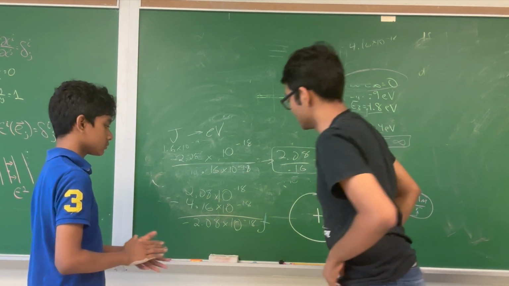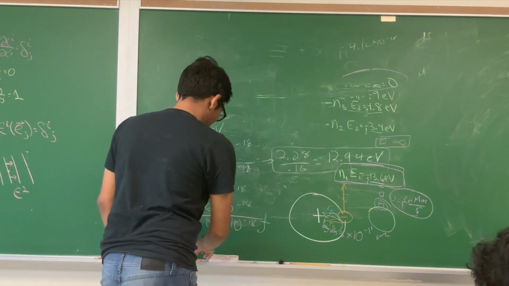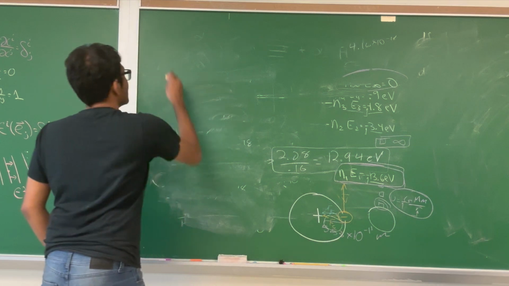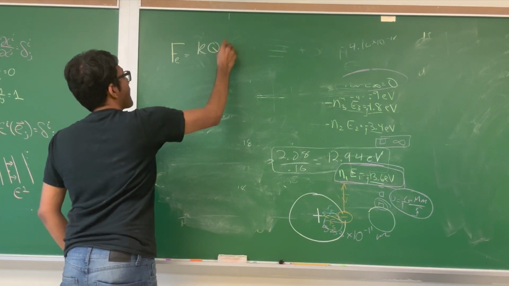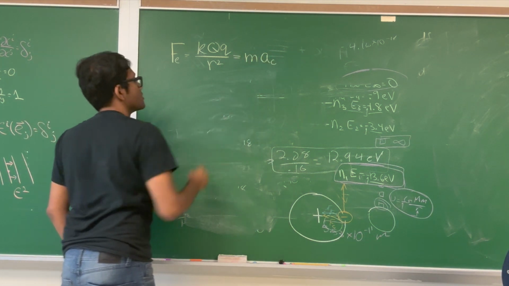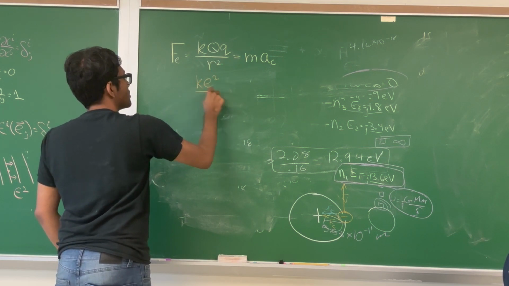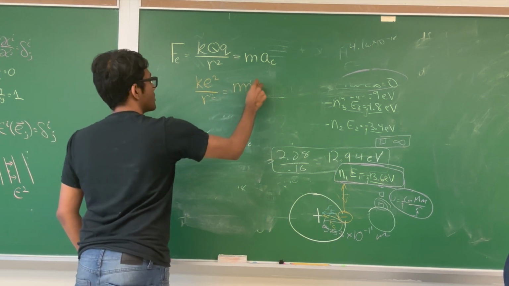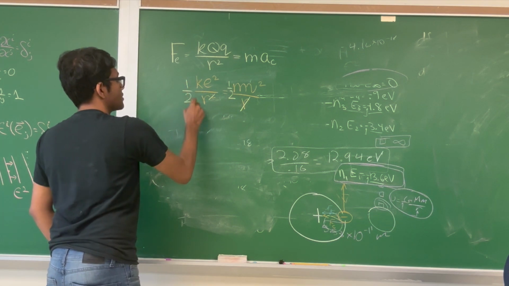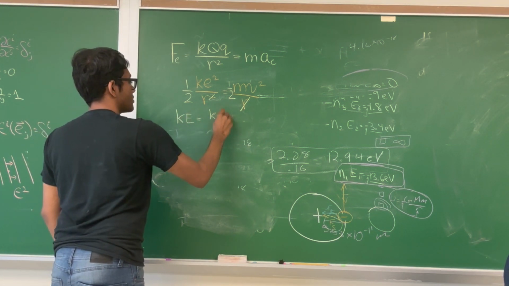Raf, show another way of getting 13.6. I want you to get an equation that gives you negative 13.6. Okay, go to Coulomb's law. Write Coulomb's law. F should be replaced by MAC. Okay, so KE square over R square, which equals MV square over R. Now half MV square is equal to KE square over 2R. Write that. So KE is KE squared over 2R.